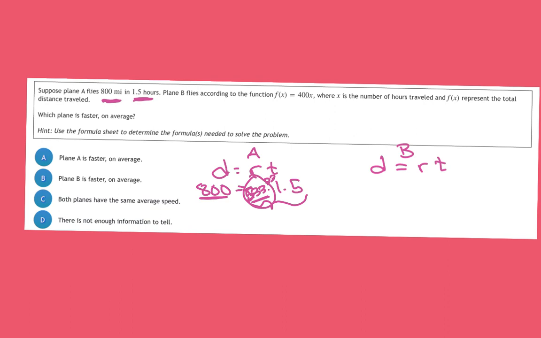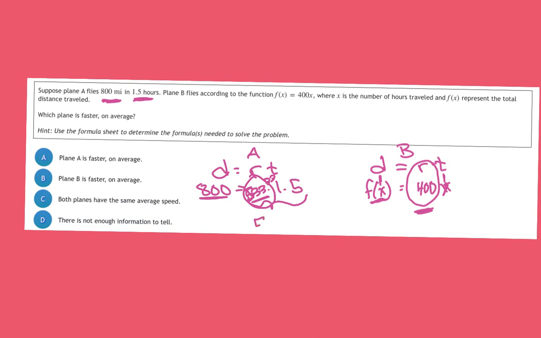Over here, for plane B, it says the function, f of x equals 400x, which in this scenario, they used f of x to represent the distance, they used x to represent the time, and they already had determined the rate. So it's already been done for us.